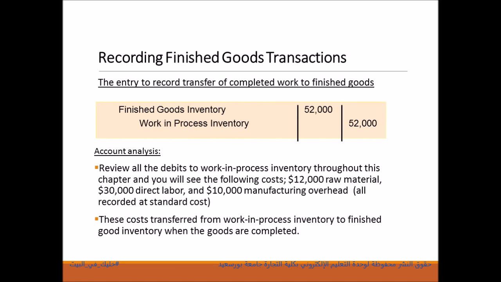The last entry is related to the transfer of work in process into finished goods. We make an entry related to this transaction by debiting finished goods inventory and crediting work in process inventory. And to determine the amount, you need to review all the debits to work in process inventory throughout this chapter. You will see costs related to raw material, direct labor, and overheads, all recorded at standard cost.